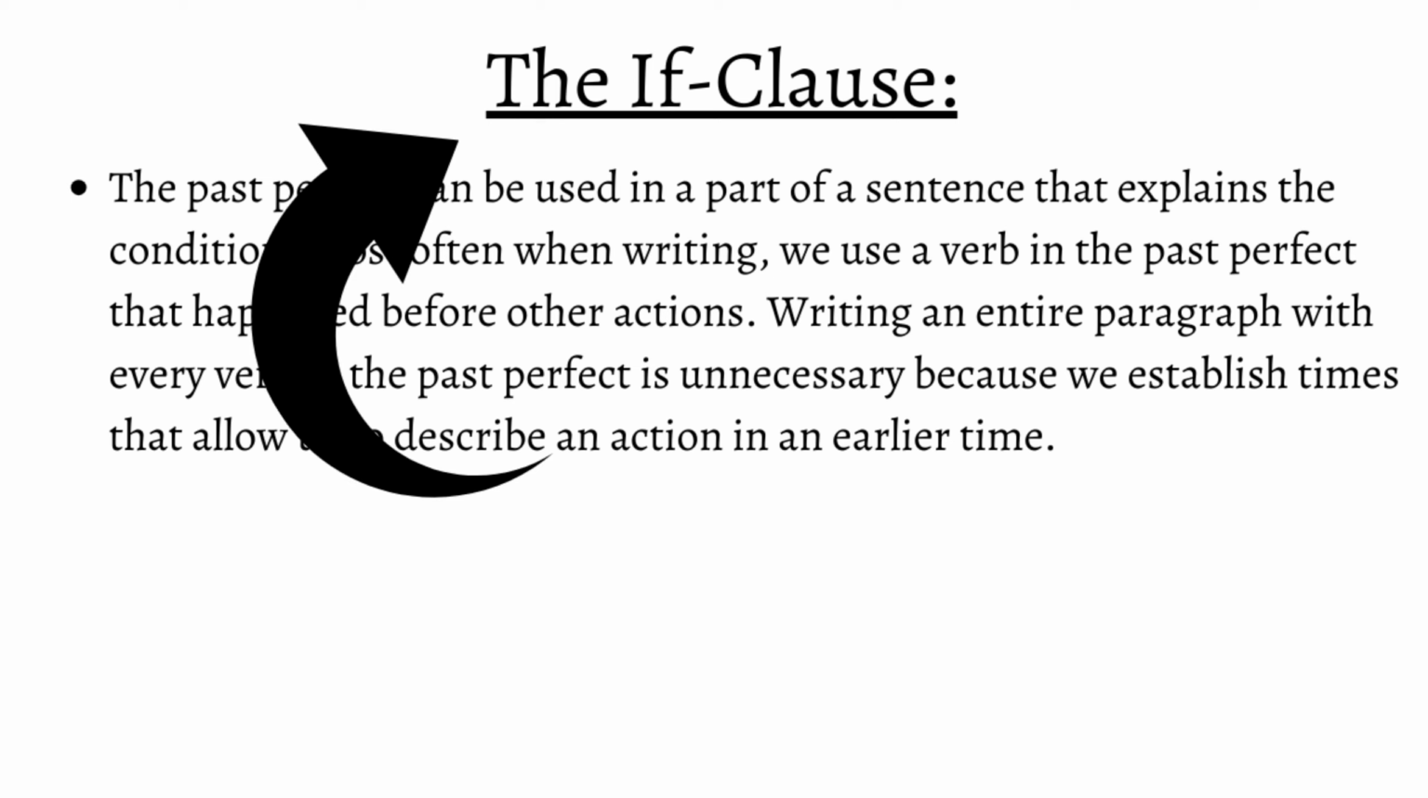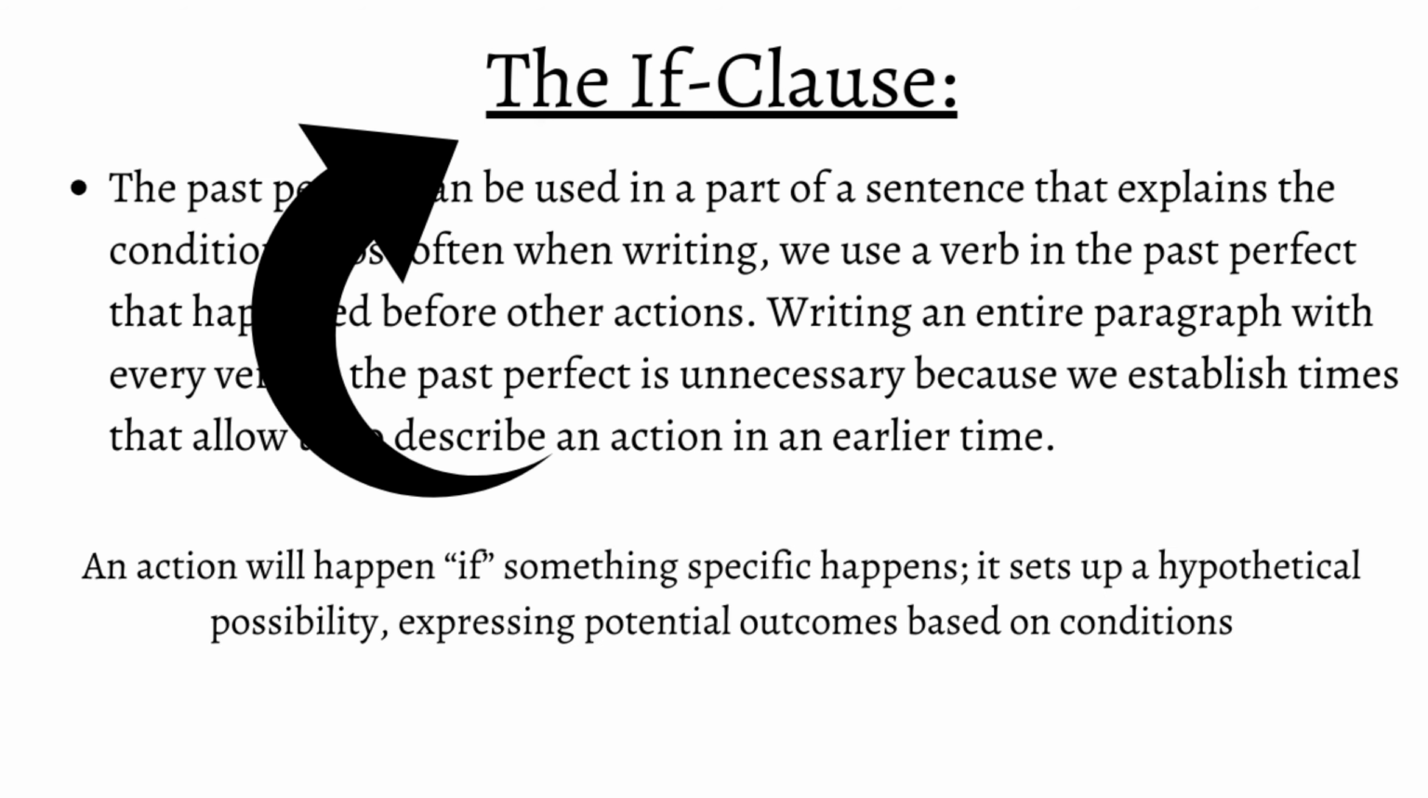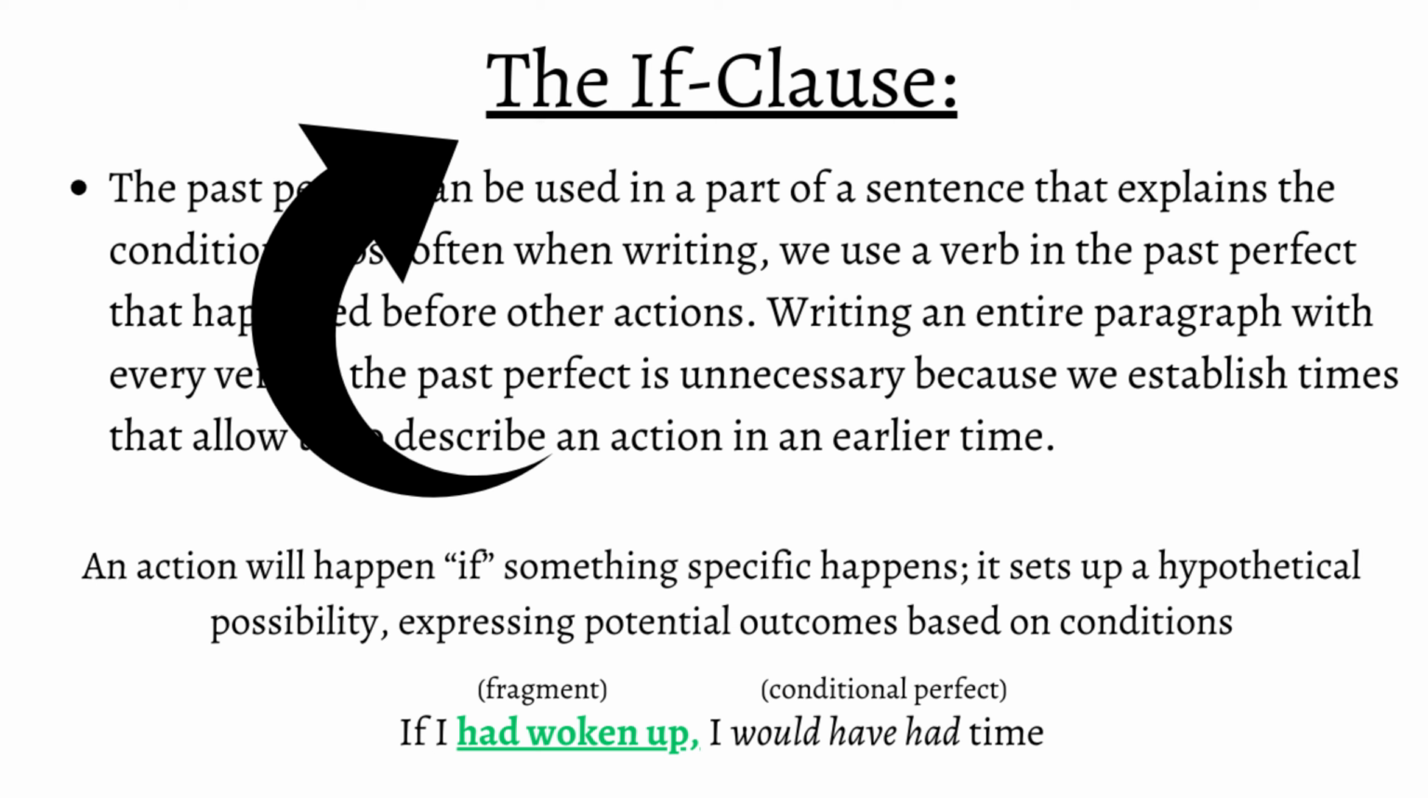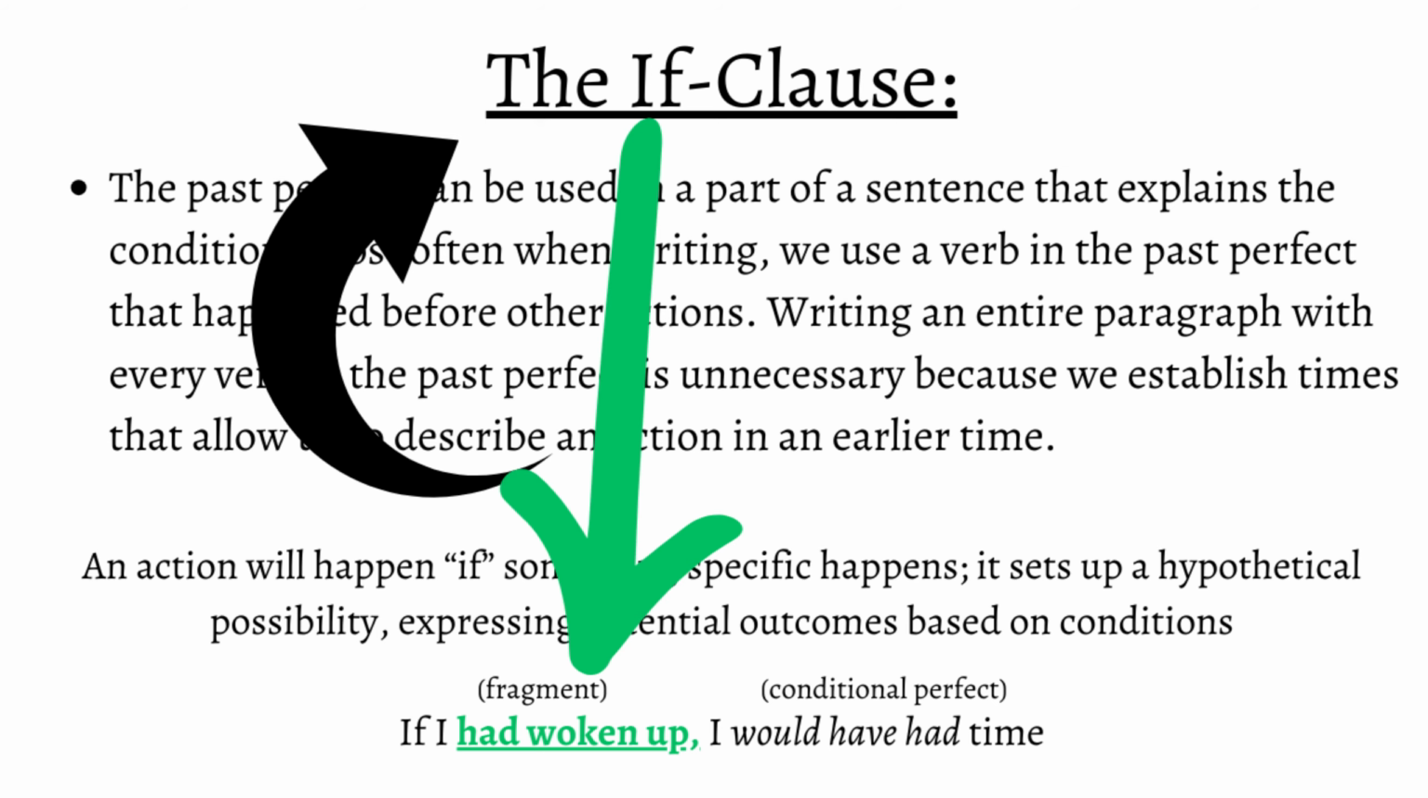This idea brings us to the if clause, which describes a condition, meaning an action will happen if something specific happens. It sets up a hypothetical possibility expressing potential outcomes based on conditions. An example of that is, if I had woken up, I would have had time. In this phrase, we use the past perfect for the fragment and then continue with the conditional perfect, another future topic. Essentially, the past perfect has the function of being part of a sentence that describes a hypothetical condition. So the conditional perfect and if clauses will be extremely useful with the past perfect.